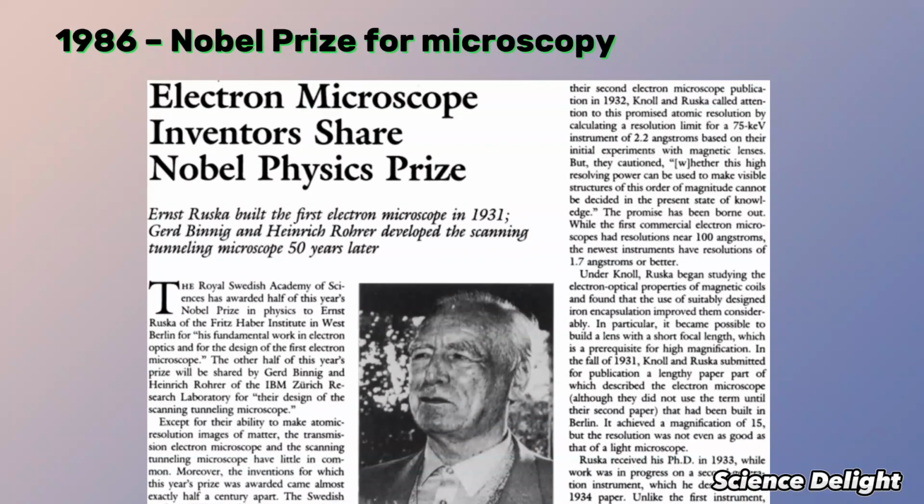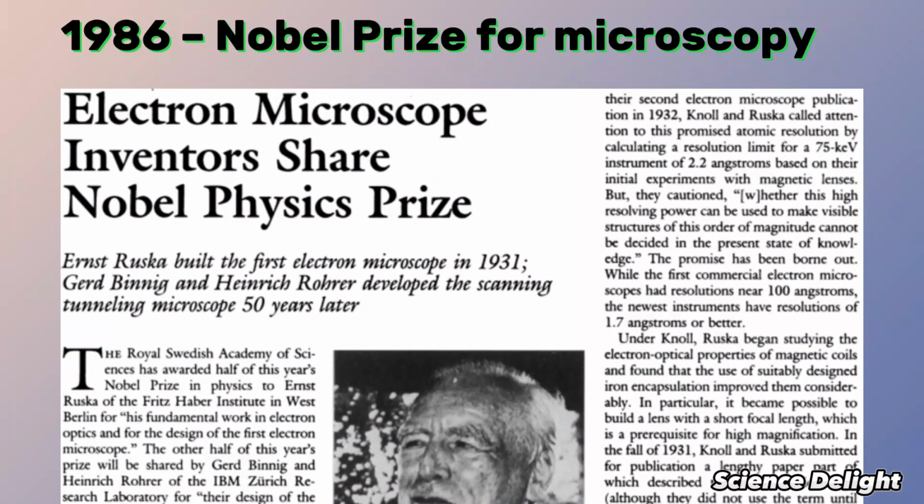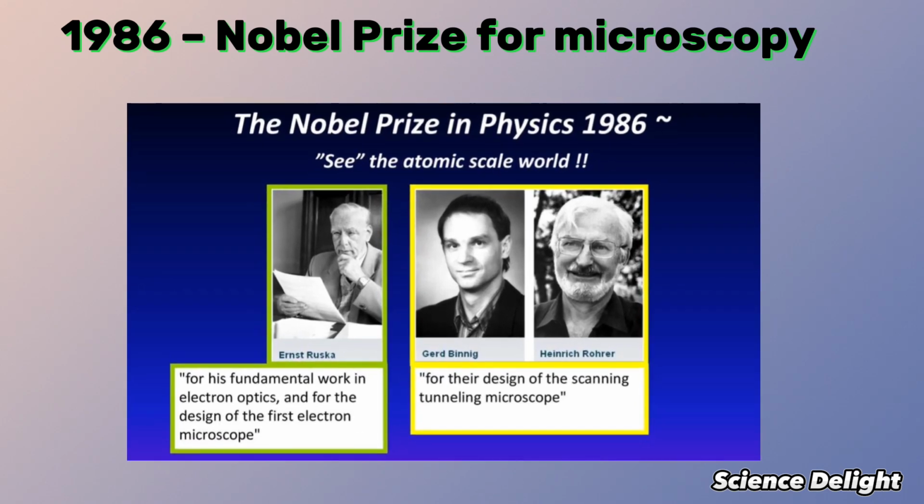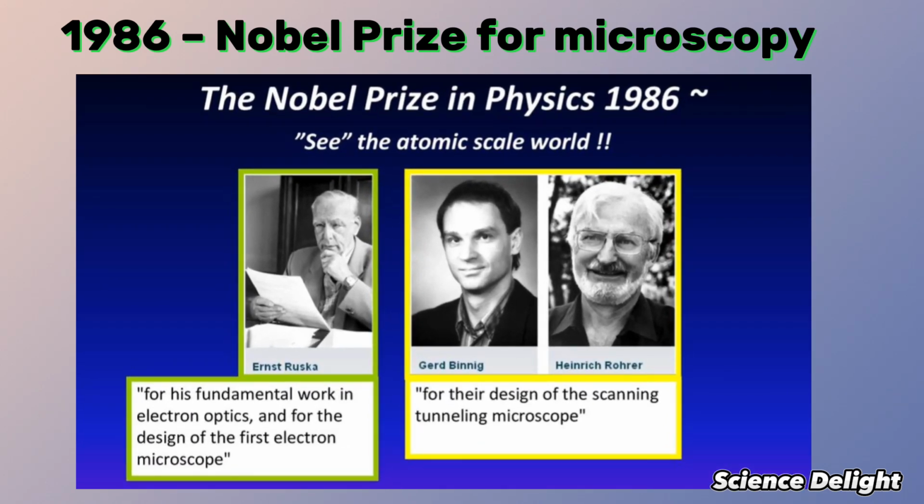1986, Nobel Prize for Microscopy. The Nobel Prize in Physics is awarded jointly to Ernst Ruska and to Gerd Binnig and Heinrich Rohrer for the scanning tunneling microscope.